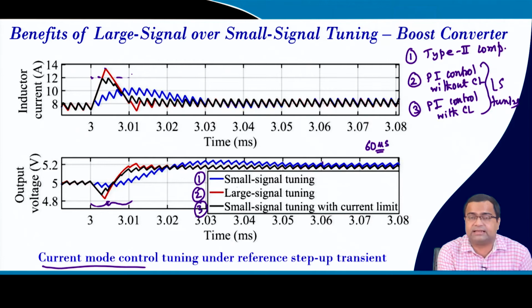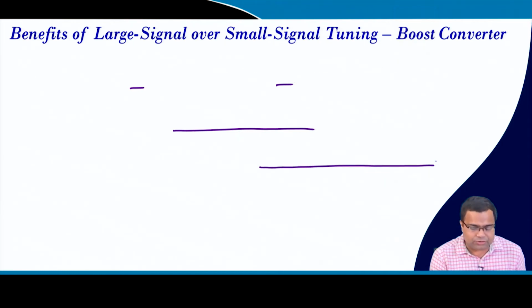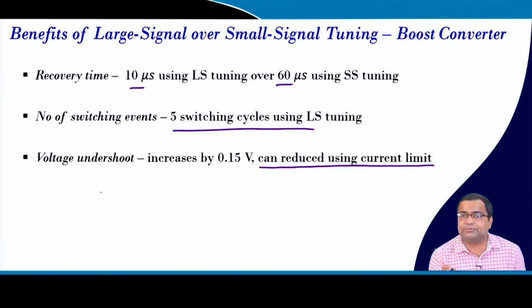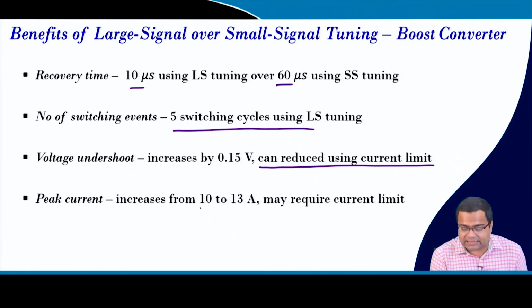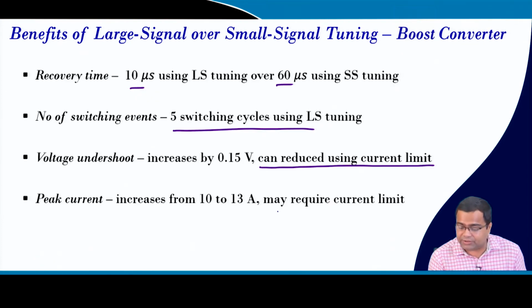And that can be reduced, and also the peak current can be reduced, by putting a simple current limit, and that is exactly what I did. I just put a 12 ampere current limit in the third case, and you see in the third case the voltage undershoot is reduced compared to the actual optimal where there is no current limit. It is reduced by almost 0.1, that means almost 50 millivolts. And the peak current increases from 10 to 13 amperes, and that can be reduced by putting a current limit that we have discussed, shown here.